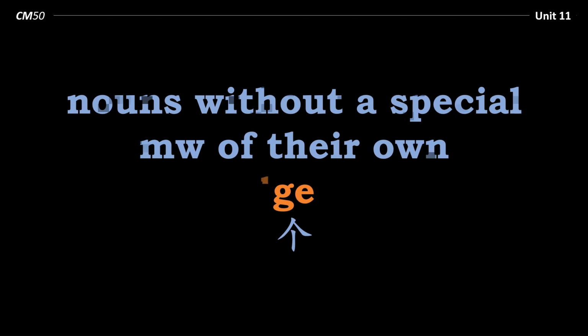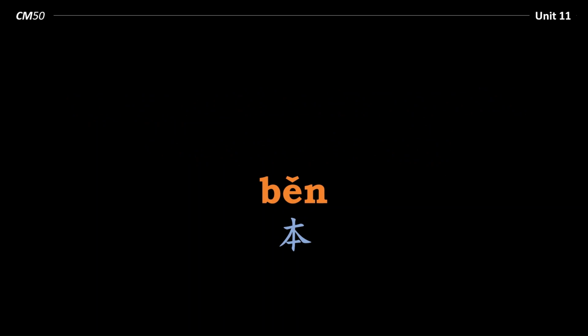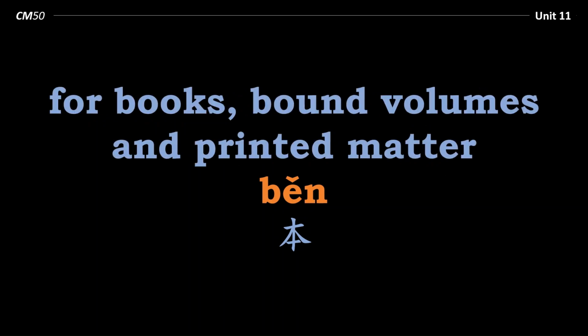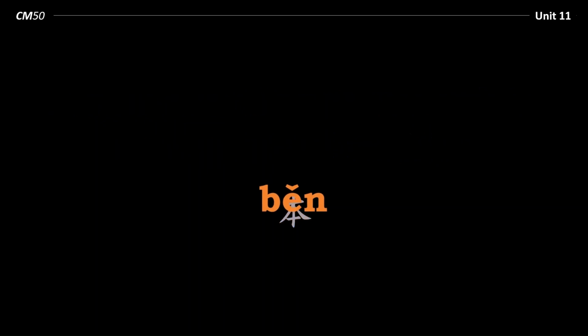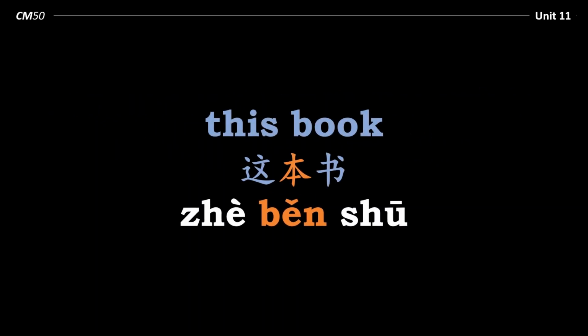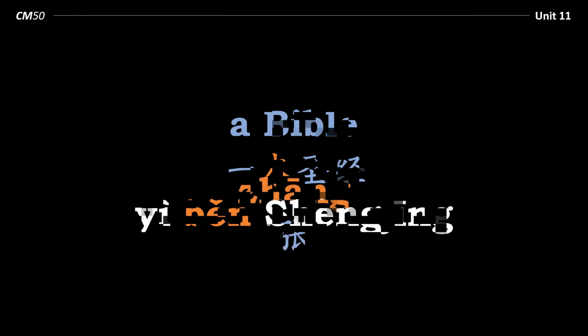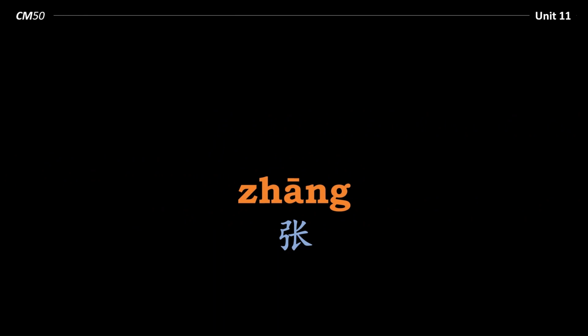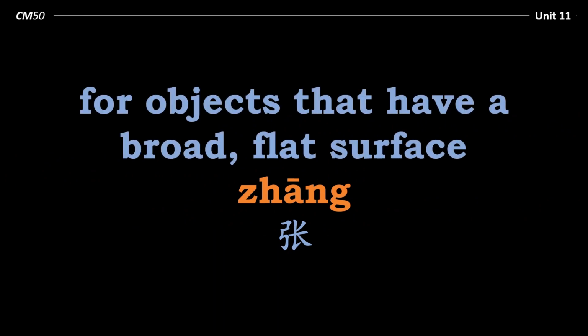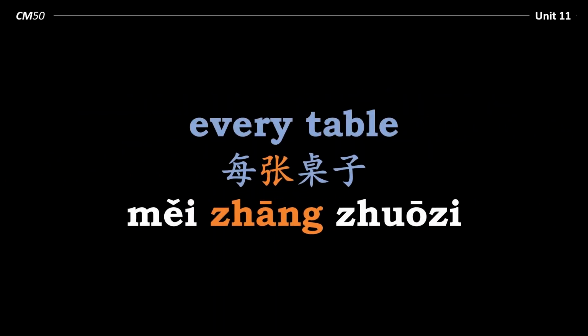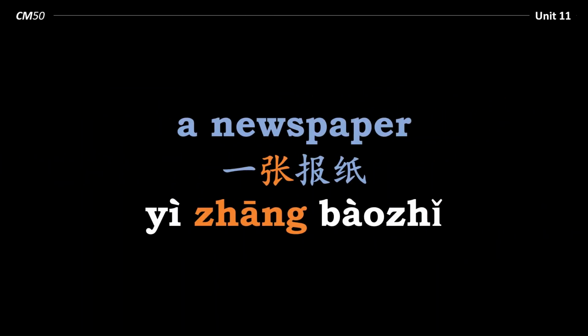Another very common measure word is 本. Now this is for books, bound volumes, and printed matter. So for example, this book, 这本书. So not 这书, it's determiner, measure word, noun. 这本书. A Bible, 一本圣经. Another common measure word is 张, and this is for objects that have a broad, flat surface. Every table, 每张桌子. A newspaper, 一张报纸.